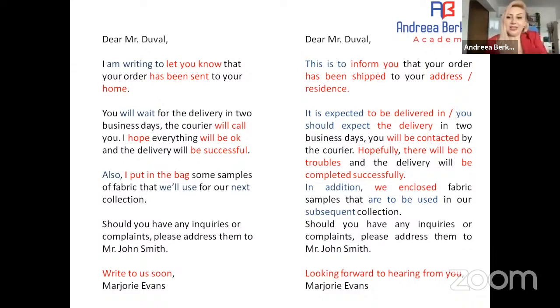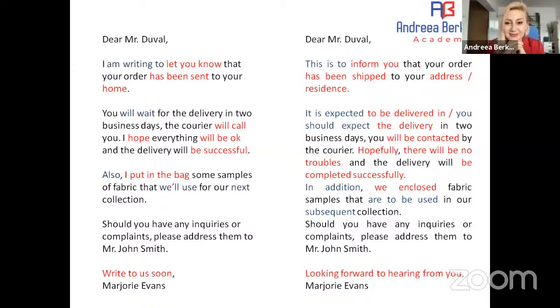Also, oh my God, when I see also at the beginning of a sentence, especially with our exams with IELTS and OET, wow, it gives me chills. No, do not use also, please. Also, I put in the bag some samples of fabric that we'll use for our next collection. Okay, so of course we replace also with in addition. I put in the bag, that's very, very, very informal. So very personal.